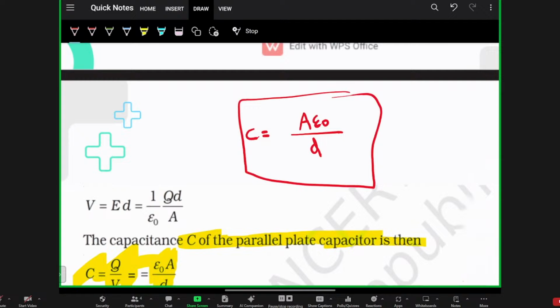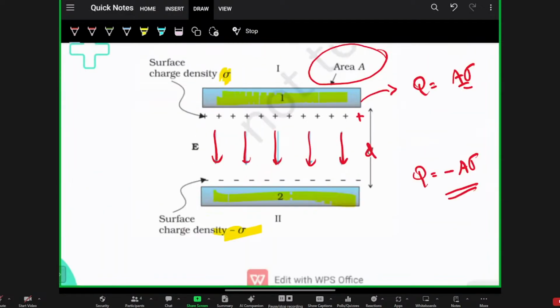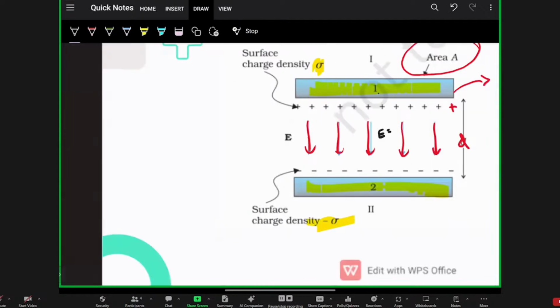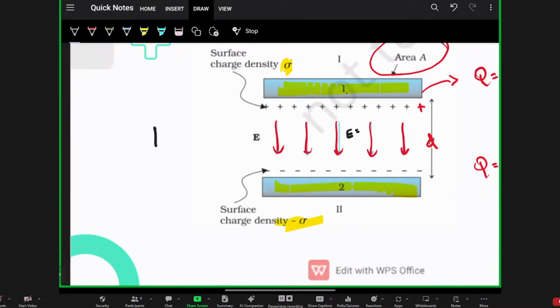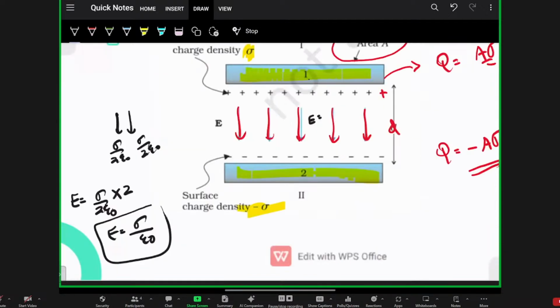Okay, how did we get this equation? Let me solve this. The electric field present between region 1 and 2, that is between plate 1 and 2, inside the plates, will be how much? Because of plate 1, the electric field will be sigma divided by 2 epsilon in this direction, and due to plate 2 also in the same direction, that is sigma by 2 epsilon. So the net electric field will be sigma divided by 2 epsilon into 2, that is sigma divided by epsilon naught. So the electric field present here is sigma divided by epsilon naught.